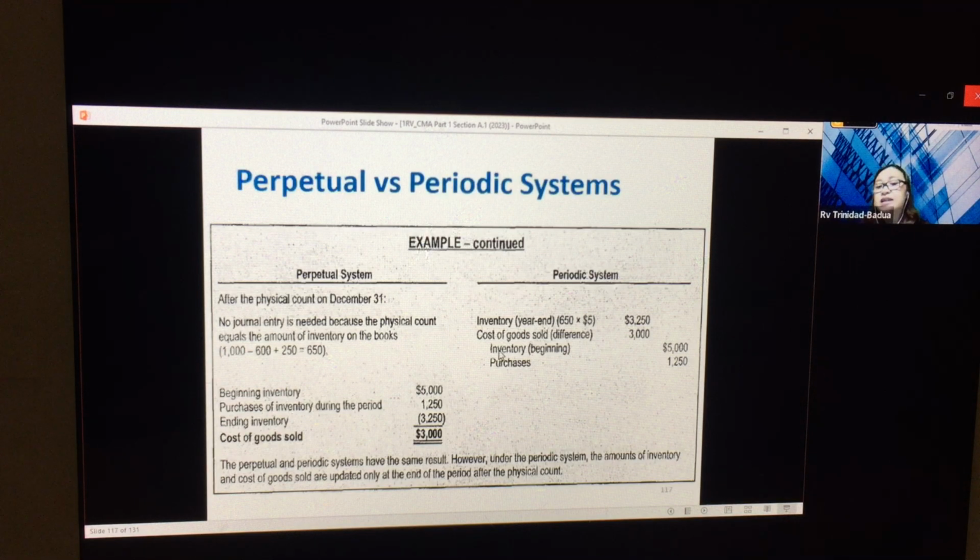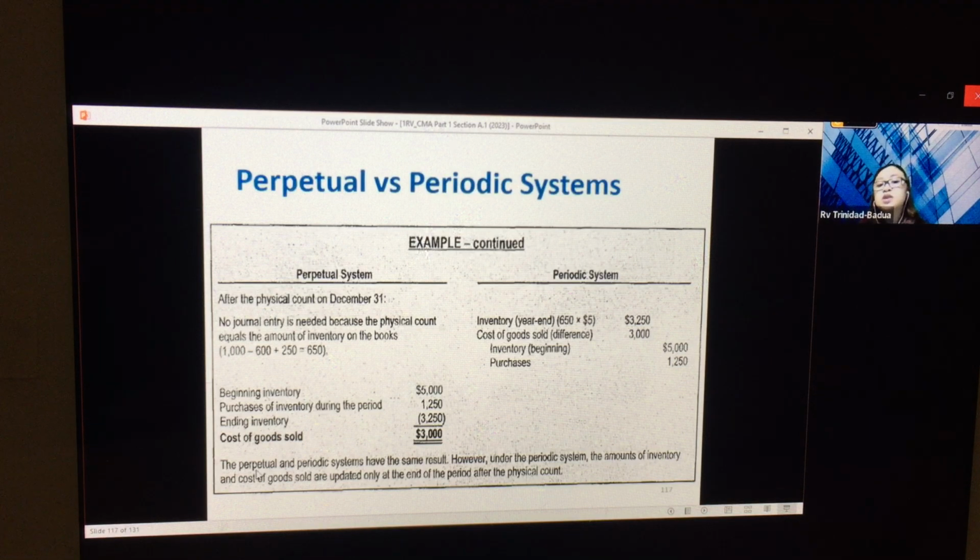Remember that at the start of the year, you already had inventory of 5,000. Then you bought 1,250. So that's 6,250. Where did the 2,000 go? That's why there is a difference, because that's how it was taken. 5,000 beginning inventory plus the purchases of 1,250. These are the key accounts I told you about earlier. 6,250 less your ending inventory of 3,250 must mean that the cost of goods sold is 3,000. This is the cost of what we sold.